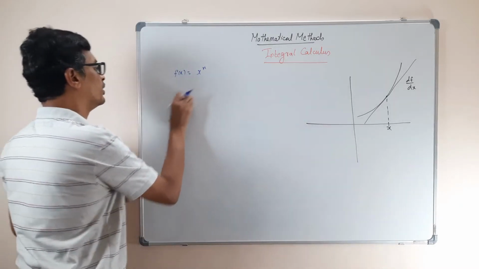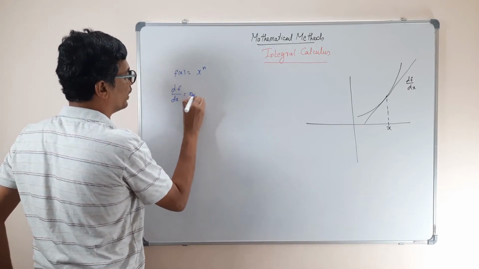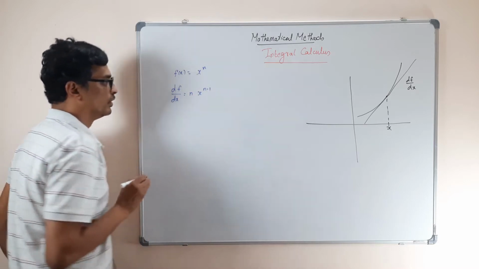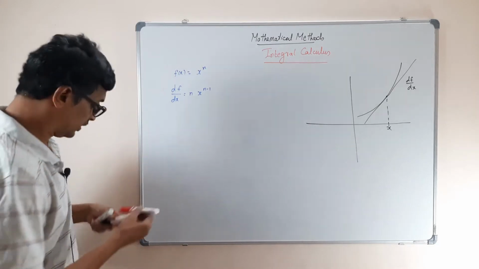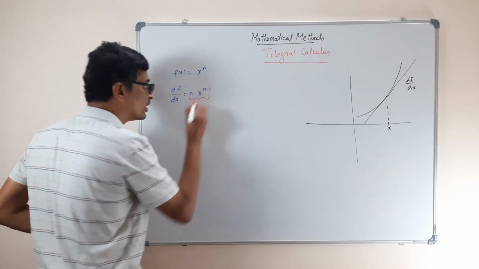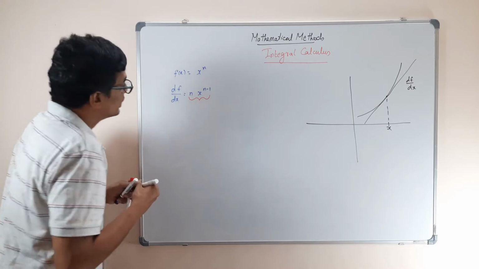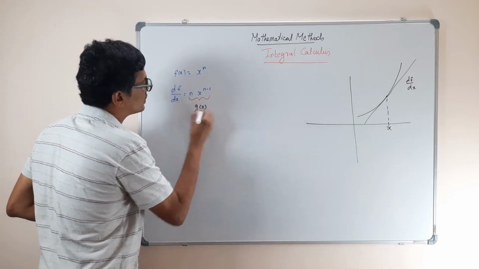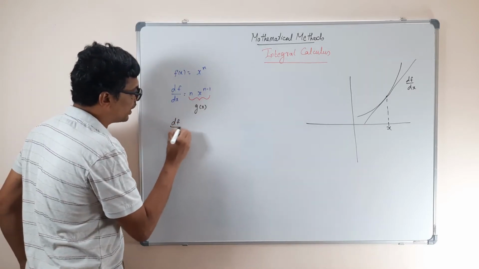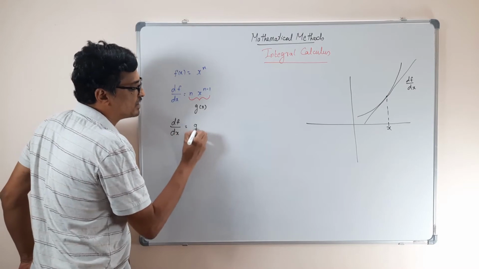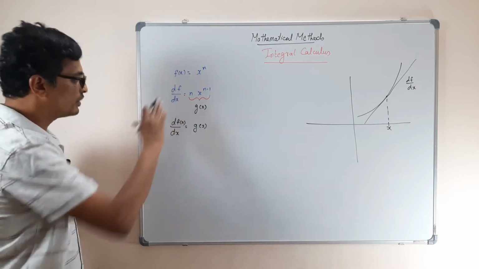df by dx will be equal to n into x power n minus 1. Now if you see carefully, this is also a function of x. Am I right? This also depends upon x. So let me write that as g of x. Then I can write df by dx equal to g of x. You understand? You can take any function.